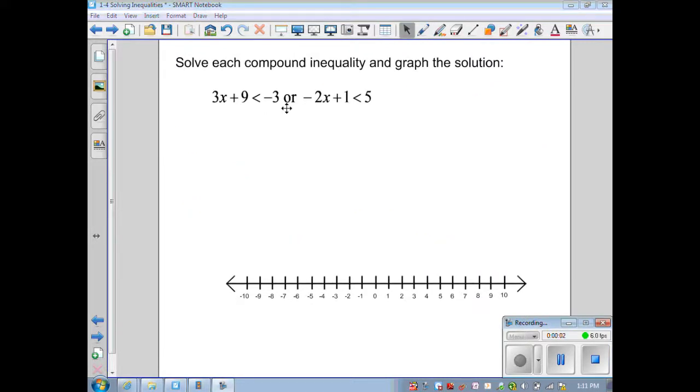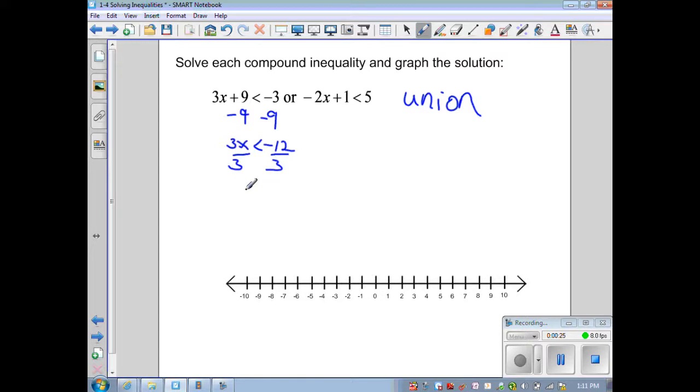Our next example is a union because of the term or in our problem. So we want to graph a solution that is shared and unshared values for x for both inequalities. Let's begin by solving the left inequality by subtracting 9 on both sides. That gives me 3x is less than -12. Divide by 3. x is less than -4.